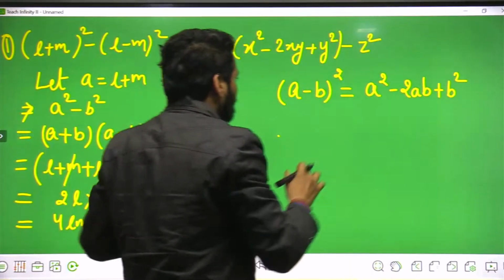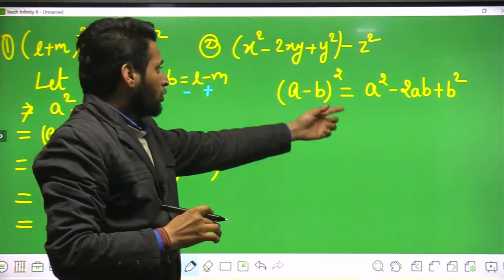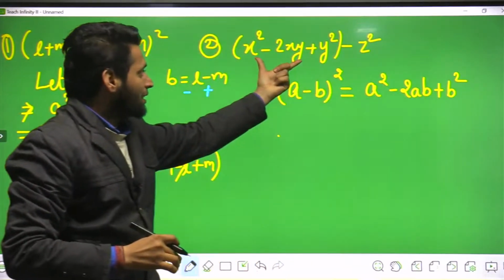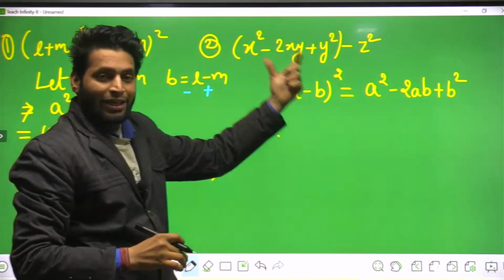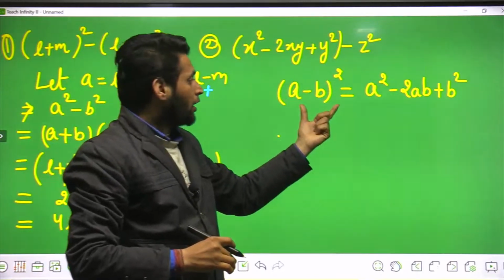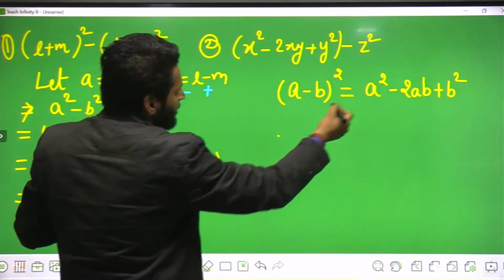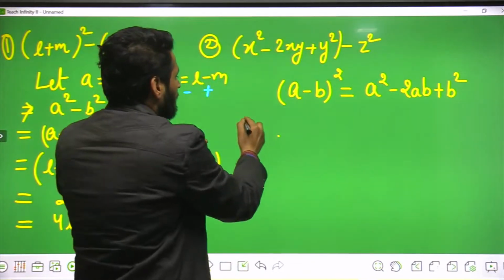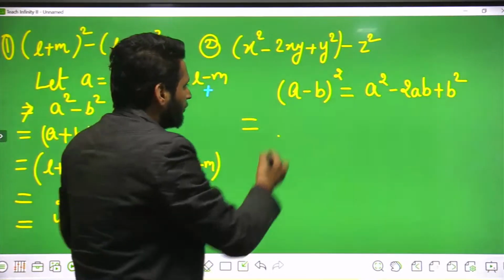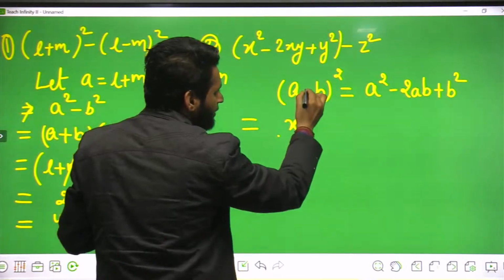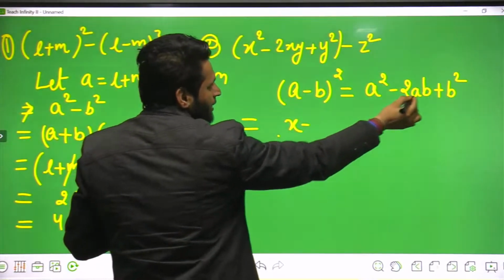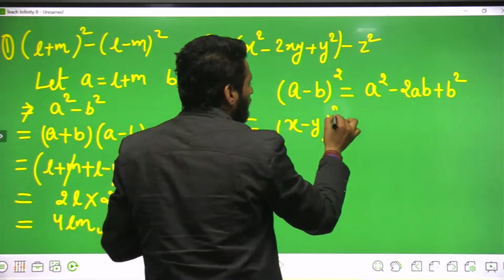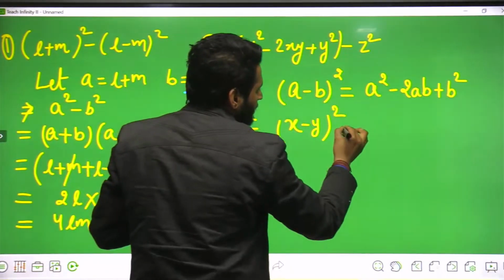That is the result of (a minus b) whole square. So you can see if this expression is like it, we get the result in this form. Okay, but we just compare. You can see there is a square and there is an x square, so we can write in the form of the result. In the place of a we can write x minus y, whole square, and minus z square.